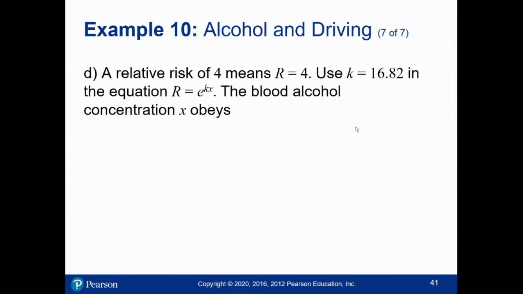So the last part, suppose you want to make the legal cutoff a relative risk of 4. As long as you're not so drunk that you're 4 times likely to be in an accident, that's okay. As soon as you hit 4 times likely, that's where we want the legal limit to be. So now I know I want r to be 4, and we need to solve for x. This is the same problem as before. We're just setting r to be 4 and solving for x. So take a log, and x is 0.082, which is about the legal limit in most states now.